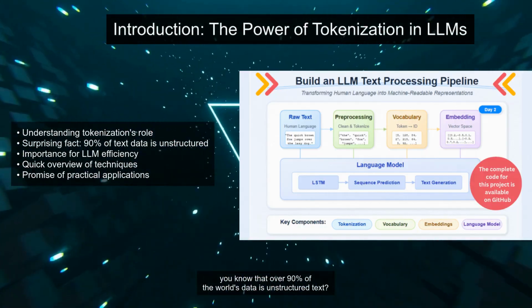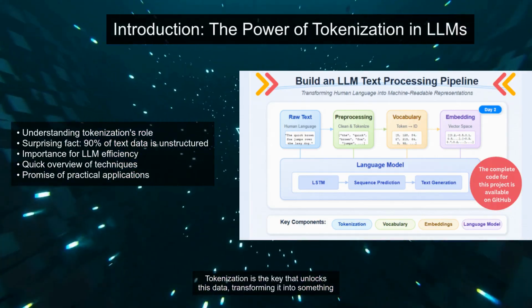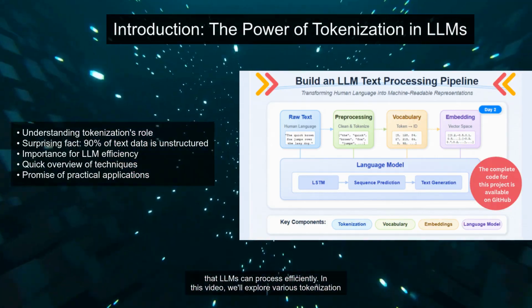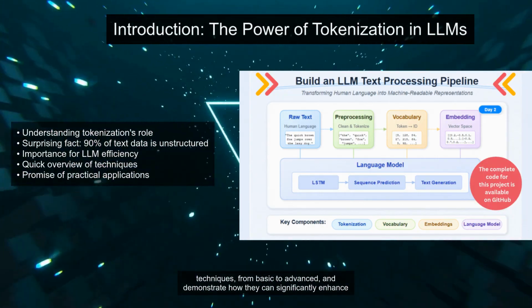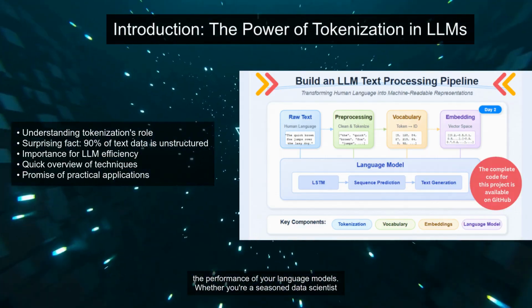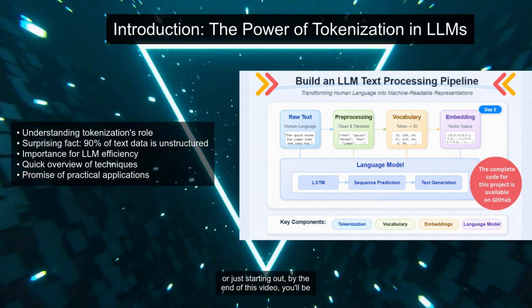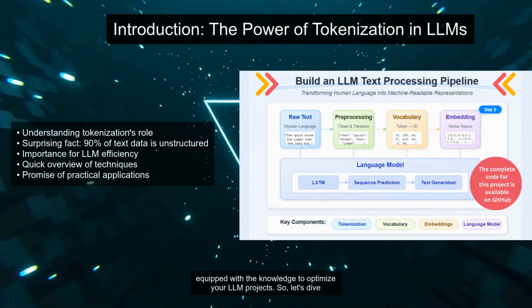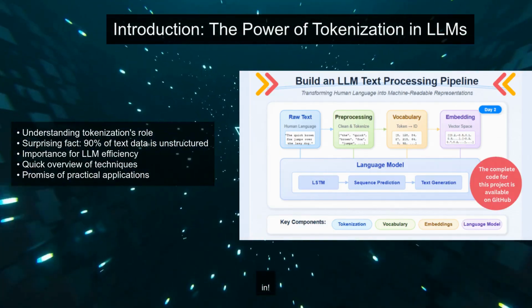Did you know that over 90% of the world's data is unstructured text? Tokenization is the key that unlocks this data, transforming it into something that LLMs can process efficiently. In this video, we'll explore various tokenization techniques, from basic to advanced, and demonstrate how they can significantly enhance the performance of your language models. Whether you're a seasoned data scientist or just starting out, by the end of this video, you'll be equipped with the knowledge to optimize your LLM projects.